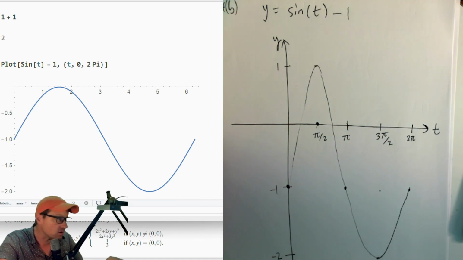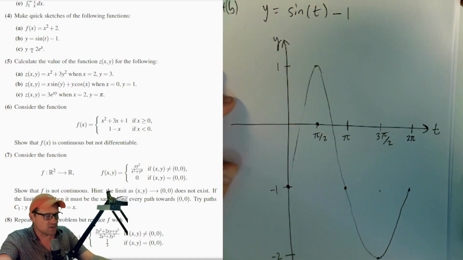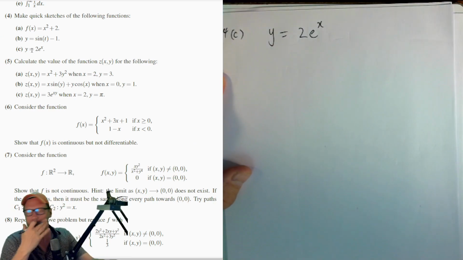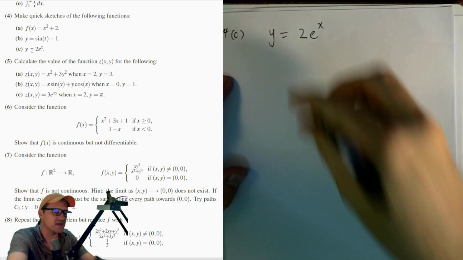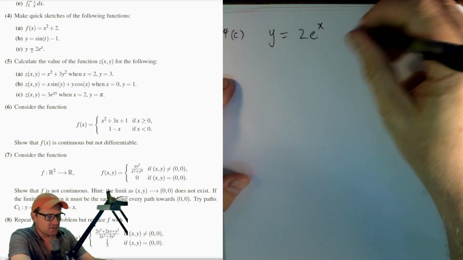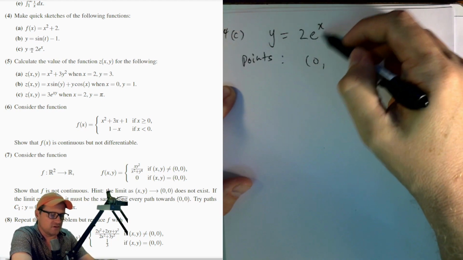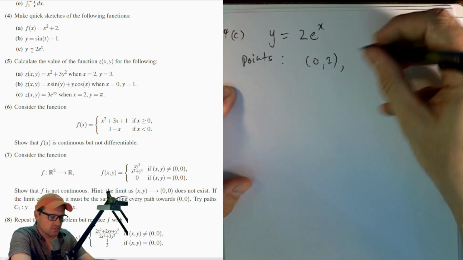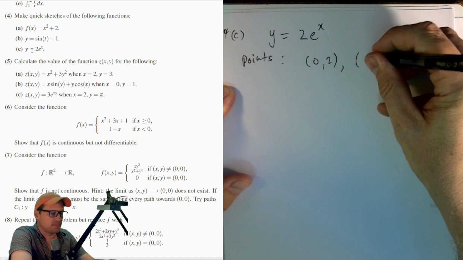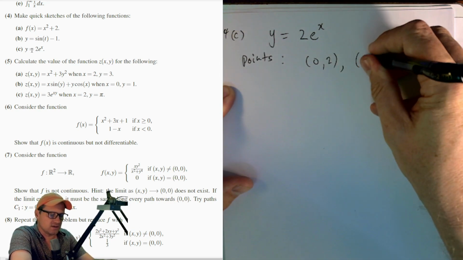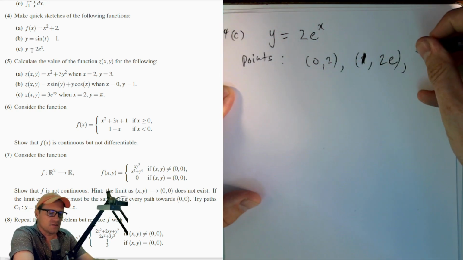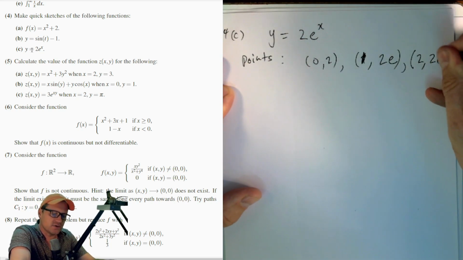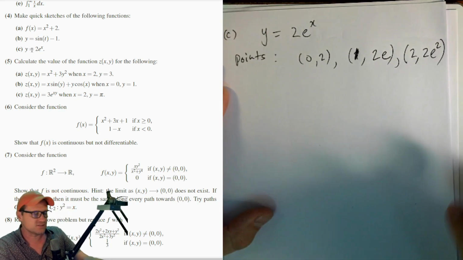All right, now moving on to 4 part C. So y equals 2 e to the x. Now again, let's pick a couple of points. So when x is 0, we have e to the 0 is 1, so 2 times 1 is 2. So 0, 2. Okay, when x is 1, e to the 1 is e, so we have 2e. And then when x is 2, we have 2 times e squared, so 2e squared, and so on.